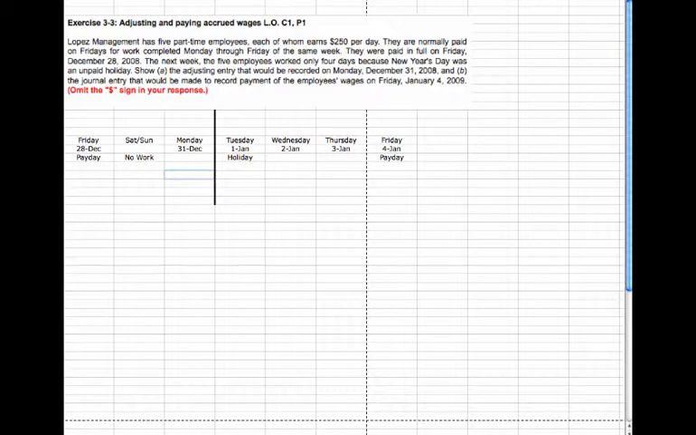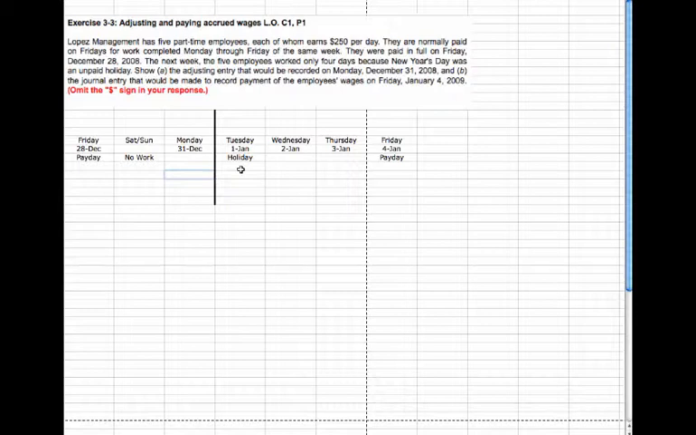They are normally paid on Fridays for work completed Monday through Friday. So what I've done here is I've shown you that the payday is here on the 28th, and the next payday is on January 4th. The next week, the 5 employees work only 4 days because New Year's Day was an unpaid holiday. So this day here on January 1st is a holiday where they're not going to get paid.